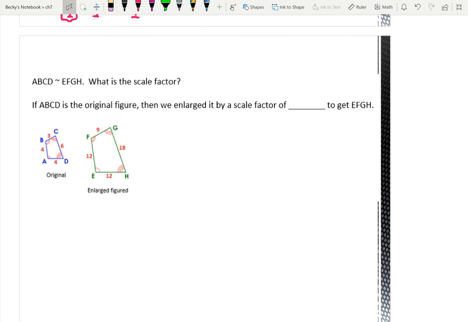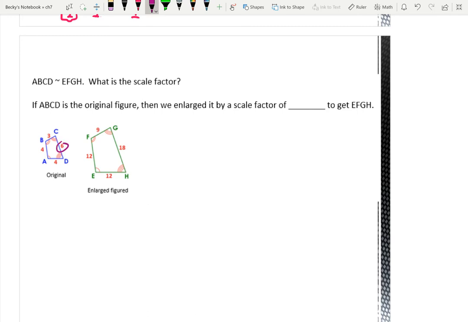All right, so now that we know all of that, let's look here and determine the scale factor. Now, if it doesn't say which way to go, you can go either way. And your textbook is bad about not really saying which way to go. If I write it, I often say from the small figure to the big figure or the big to the small. Okay, now it does say original figure and a large figure. So you're getting bigger. That means your number is going to have to be bigger than 1. Okay, so what is the scale factor? If ABCD is the original figure, then we enlarge it by a scale factor of blank.